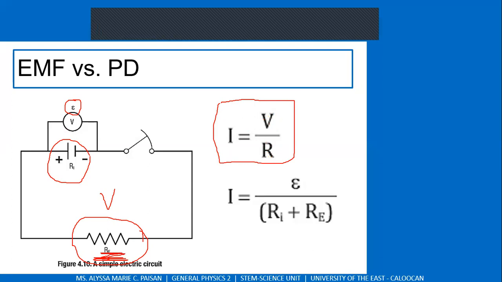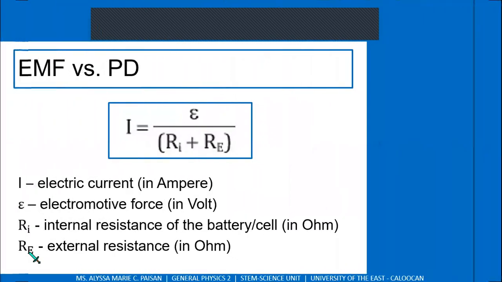Okay, resistance of the resistor. Now, if the circuit is not ideal, the current will be equal to the electromotive force divided by Ri plus Re. So Ri is the resistance of the battery or the dry cell, and Re is the resistance of the circuit load or the resistor pala, okay? So let's define each variable.